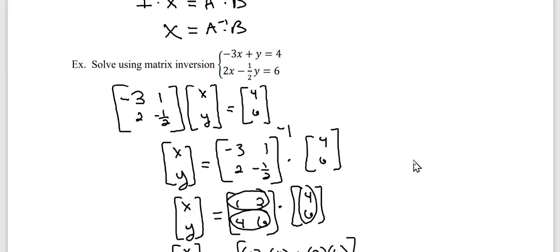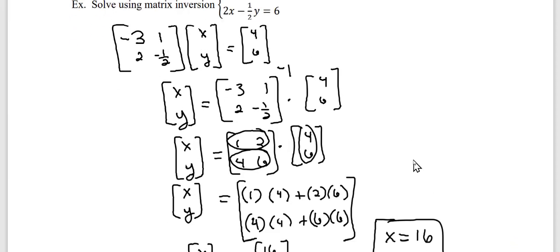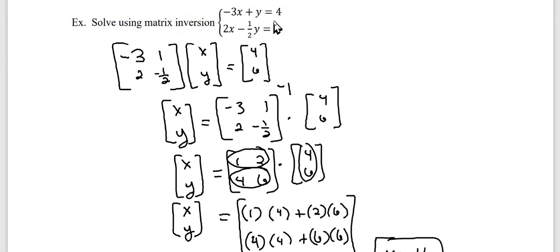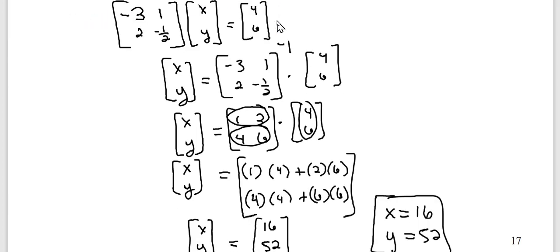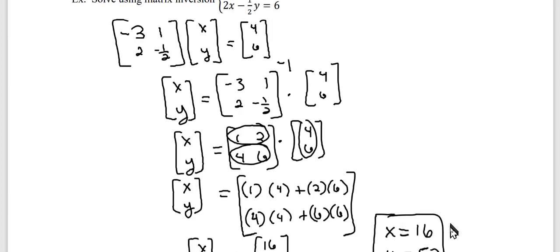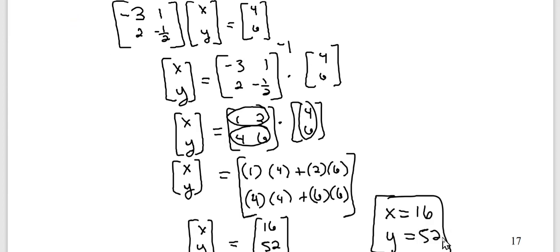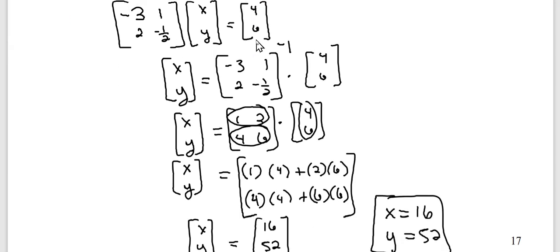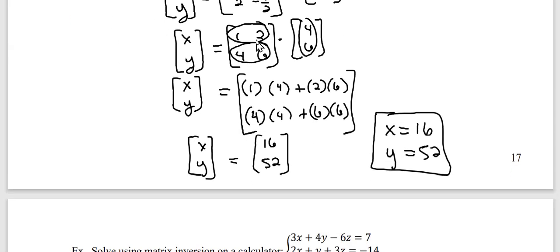I'm going to go up and double check those numbers. -3 times 16 would be -48 plus 52 is indeed 4. 2 times 16 would be 32. Half of 52 would be 26, so we have 32 minus 26 is 6. Those do work. The numbers just seemed really big, so I wanted to double check.